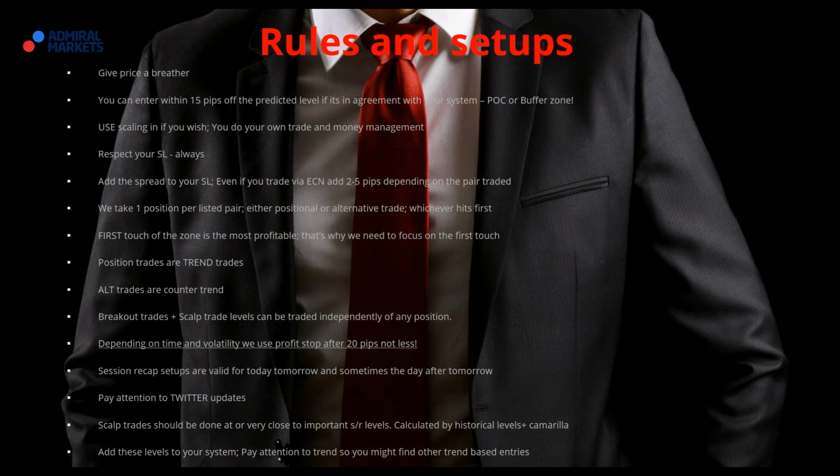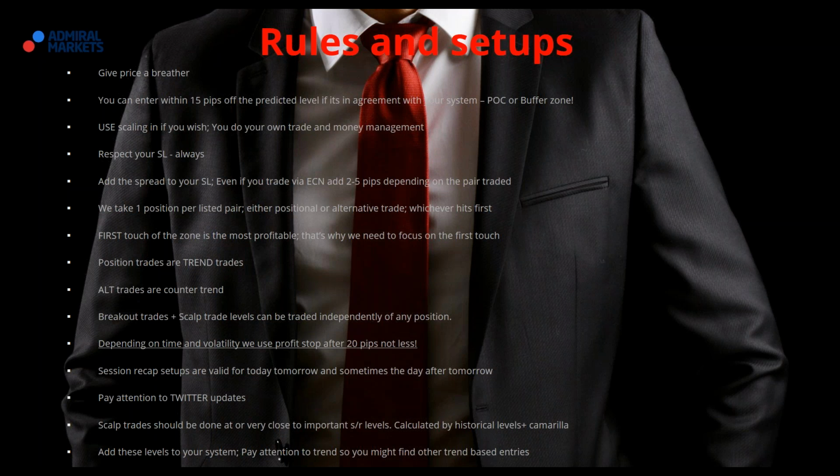Also, we take only one position per listed pair. Don't forget that we either make positional or alternative trade. Don't forget that the first touch of the zone is the most profitable. That is why we need to be focused on the first touch, and it's always the most favorable setup. Positional trades are called trend trades. Alternative trades are called counter trend trades. Breakout trades and scalp trade levels can be traded independently of any position.